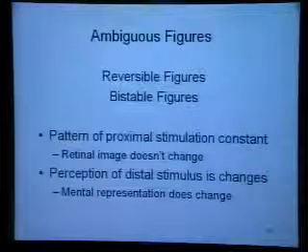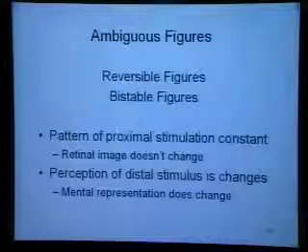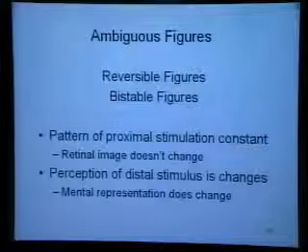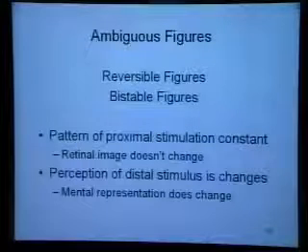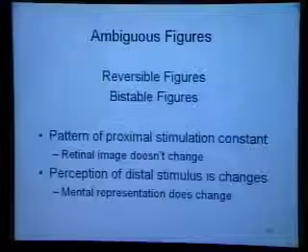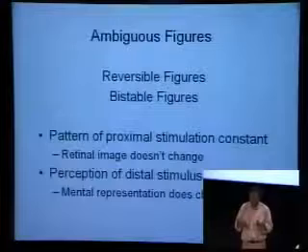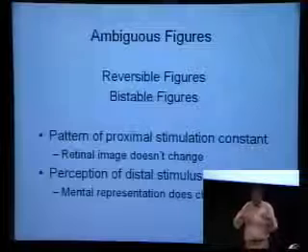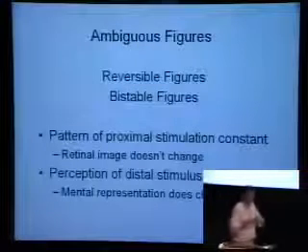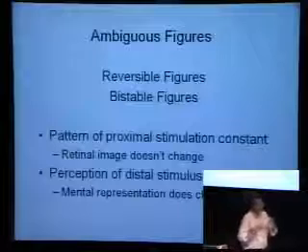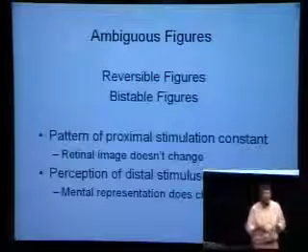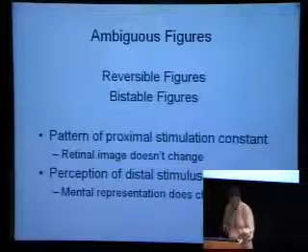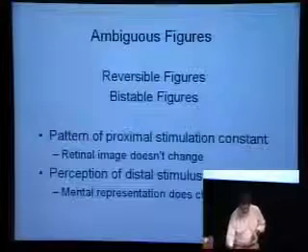And the important thing about them is that the pattern of proximal stimulation remains constant. The image cast by the object on your retina doesn't change at all. But the perception changes depending on what you focus on and how you identify various features of the object, where you go beyond the information provided by the stimulus. You go beyond that information, drawing on your own world knowledge, your expectations, your beliefs, and so on. Then you will see objects differently, even though the stimulus remains the same.